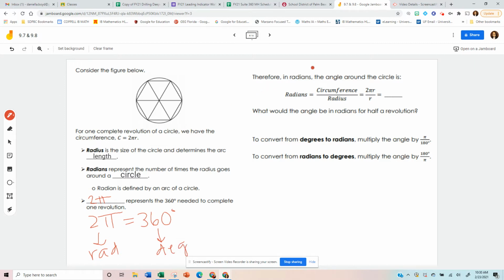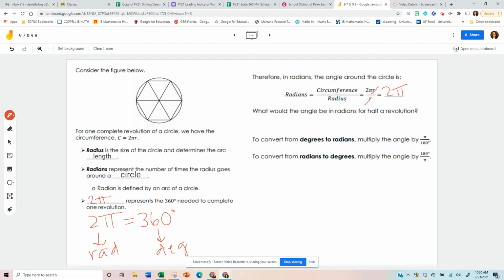So therefore, in radians, the angle around the circle is circumference divided by radius, and you can see that the radius r's cancel out, so radians is 2 pi. All the way around the circle is 2 pi.